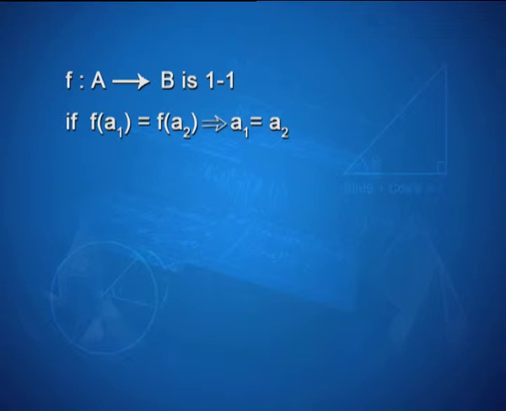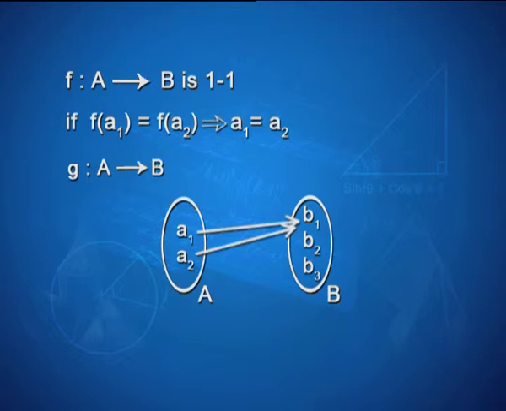Let us take another example. g is a function from A to B, where A is a set of 2 elements a1, a2, and B is a set of 3 elements b1, b2, b3, where a1 is related to b1, and a2 is also related to b1. So, in this case we can say b1 has 2 preimages a1 and a2. Therefore, g is not a 1-1 function. To check a 1-1 function, we can take another example.